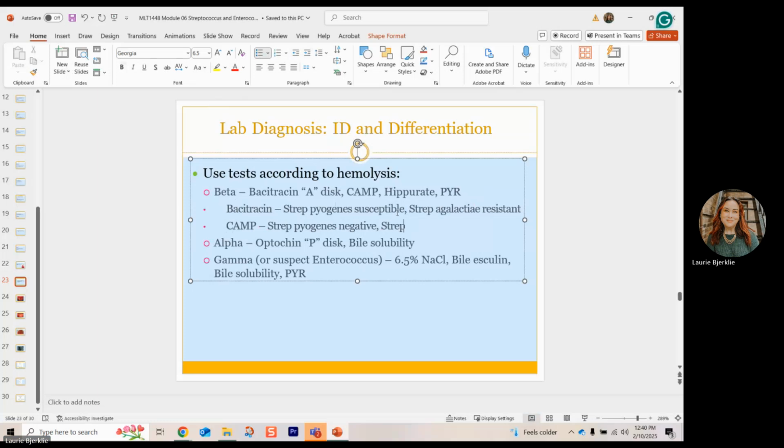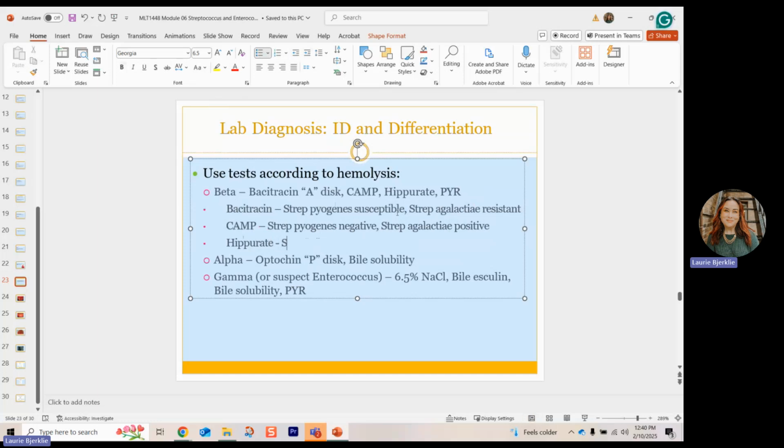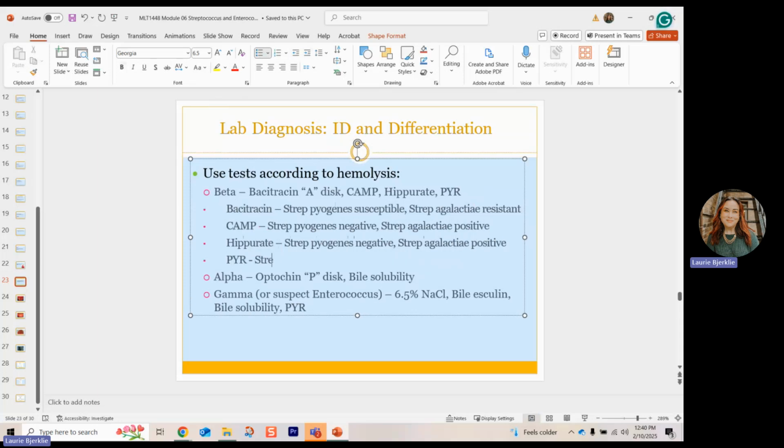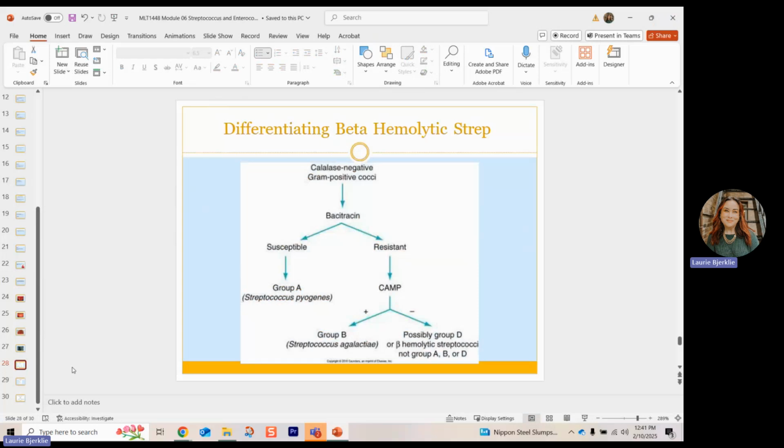Negative, strep agalactiae positive. Hippurate: strep pyogenes negative, strep agalactiae positive. And PYR: strep pyogenes positive, strep agalactiae negative. So at this point, you kind of just have to start memorizing what reactions go with which organisms. And that's, unfortunately, the problem with microbiology: there are so many organisms, there are so many tests, and it's a lot of memorization. So those are the test results for the beta hemolytic streps.